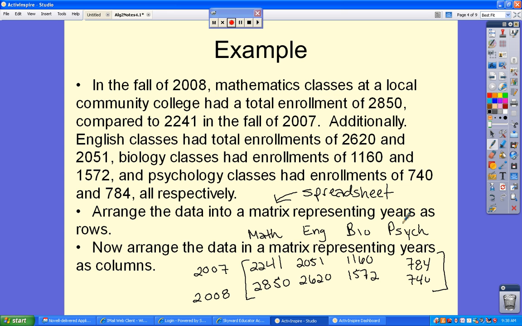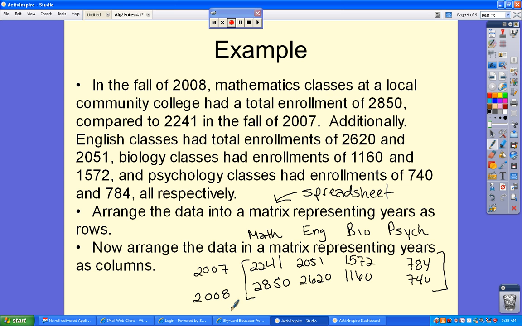784. Let's look here. Math, 2850, 2008, 2241, and 2007. So we're always going 2008, 2007, 2008. Yeah, this is the one that's backwards. 1160. 1572. Okay. So this is a matrix representing this information, and the years are in rows.